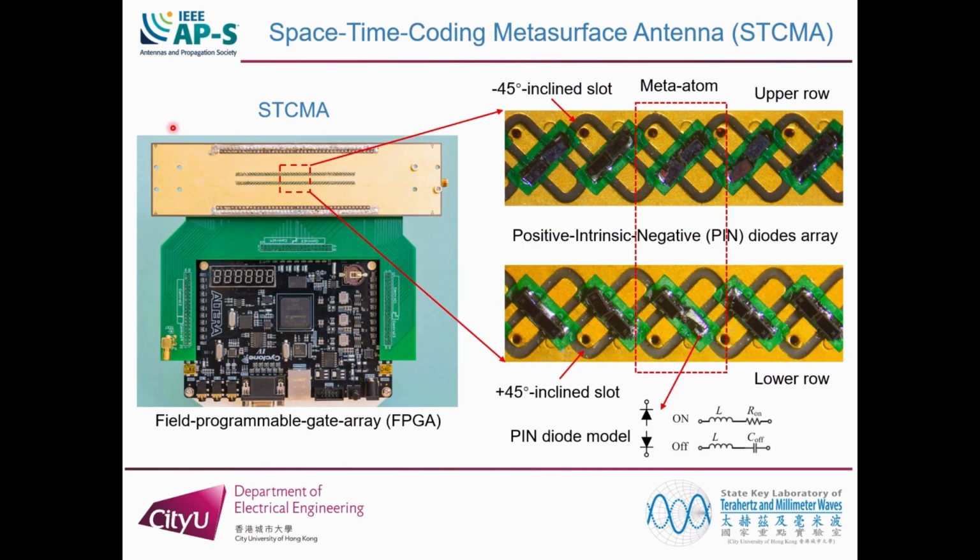This page shows the configuration of the STCMA. The antenna consists of two arrays of plus or minus 45 degrees orientated slot openings on the top of a substrate integrated waveguide, SIW. Each slot opening contains two pin diodes that switch the element between the radiating and non-radiating states.